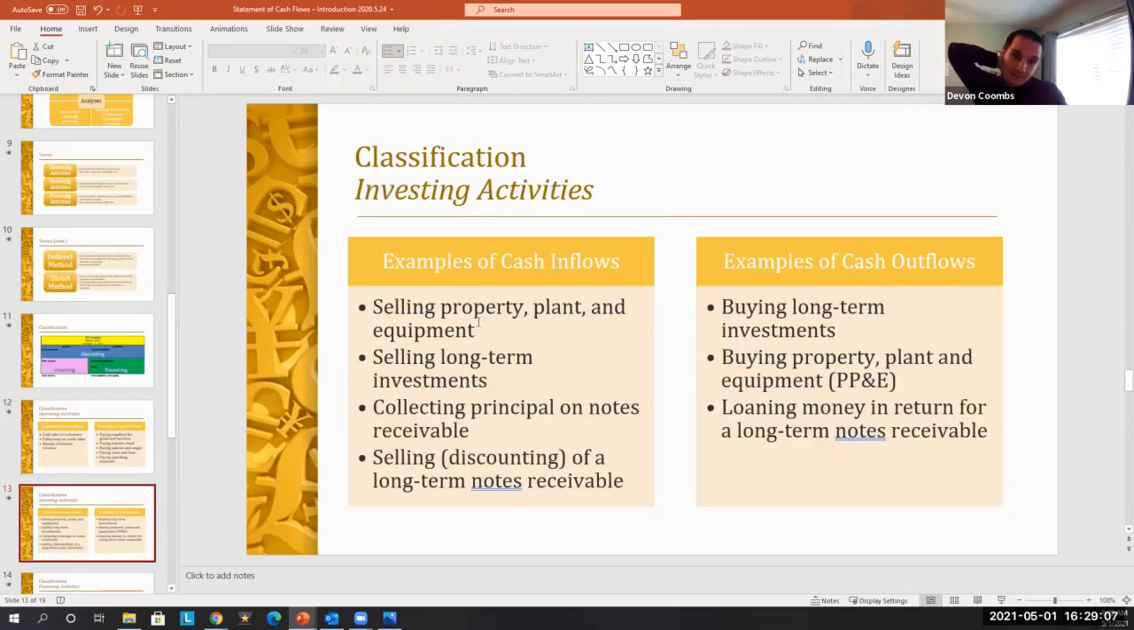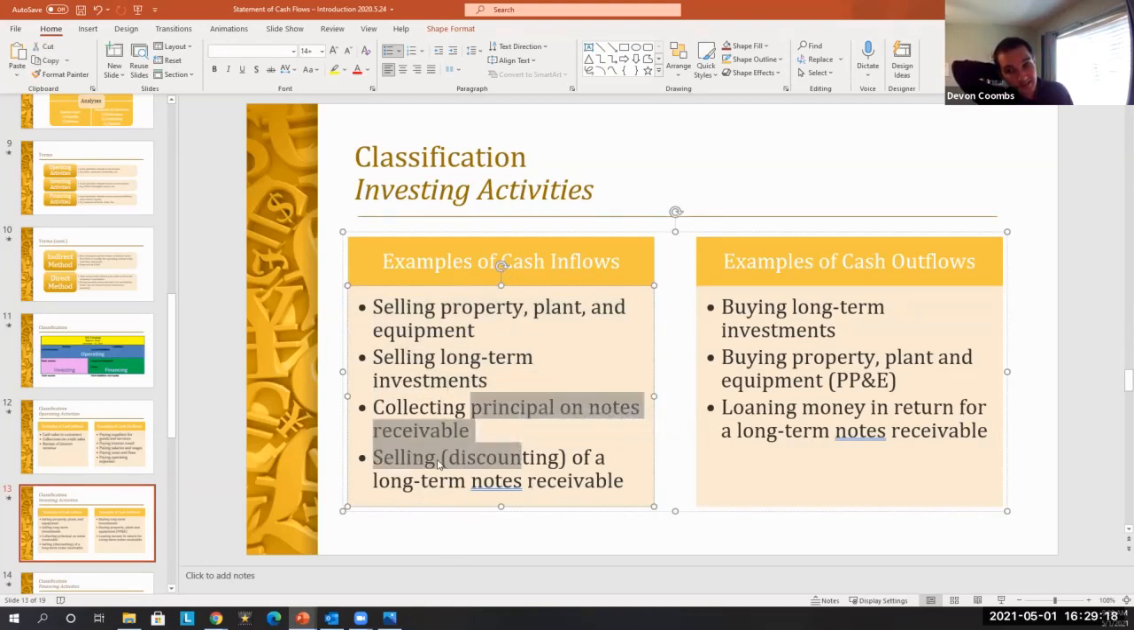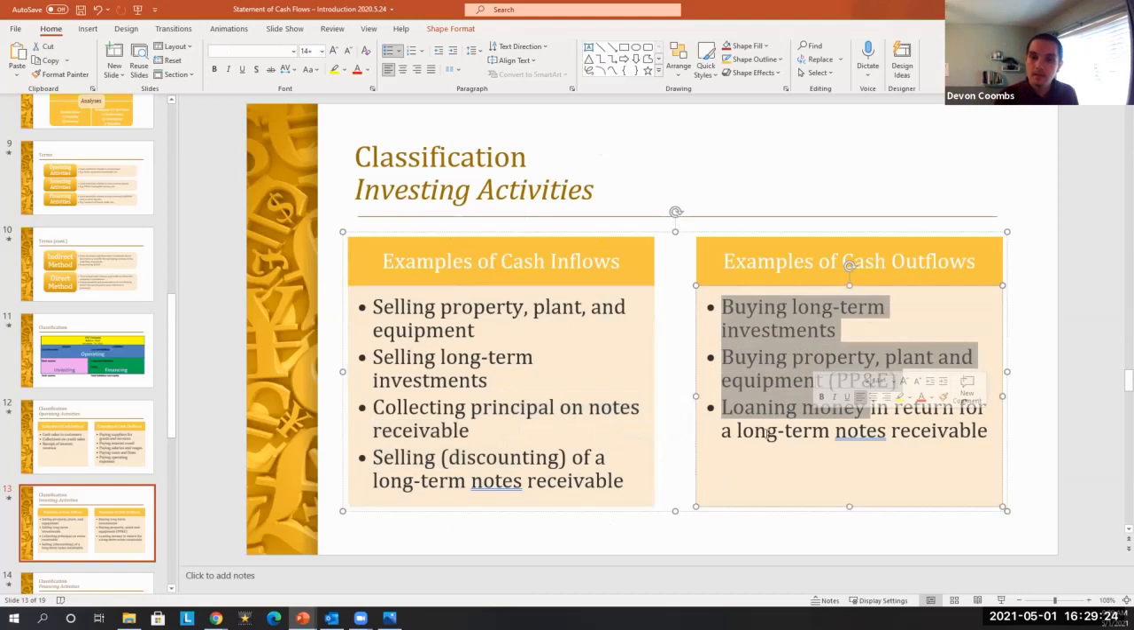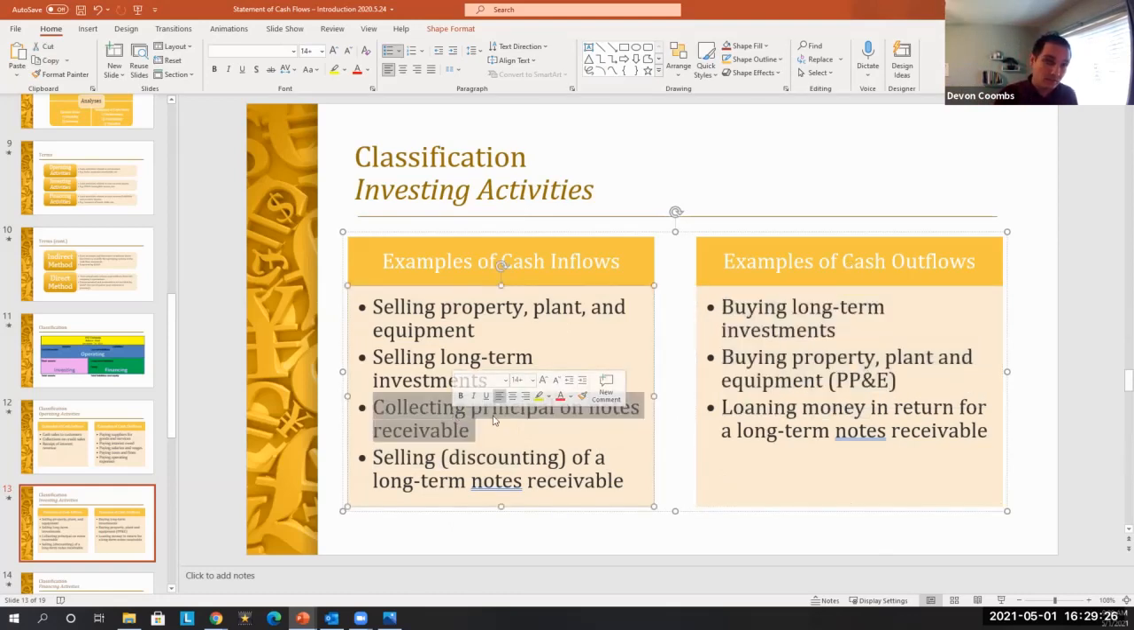Investment activities, same thing. All these are credits to cash, but then these are debits to long-term assets like plant, property, and equipment, long-term investments, collecting principal on notes receivable, selling of long-term notes receivable. All these are related to long-term assets. Notice this is the principal, not the interest. We're collecting the principal back. The interest is generally an operating activity, and there's debates on this and actually more recent guidance, but I don't want to go into that in this level of class.